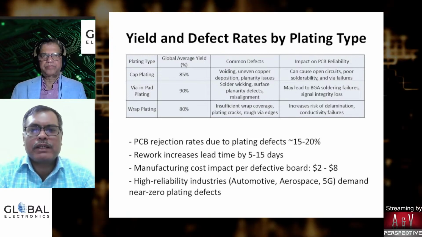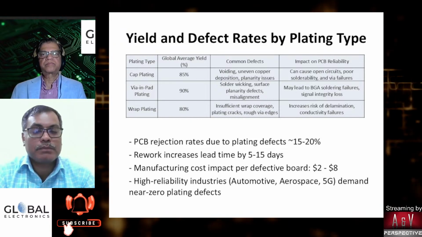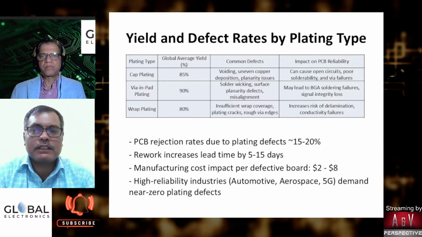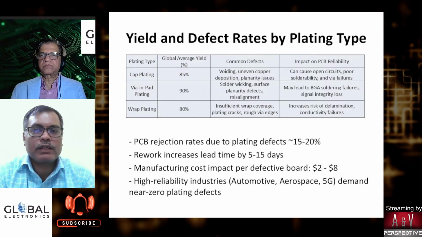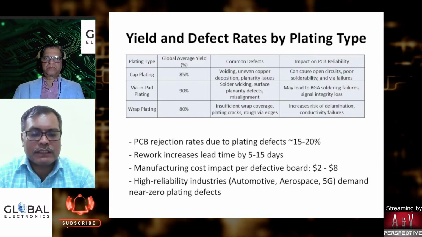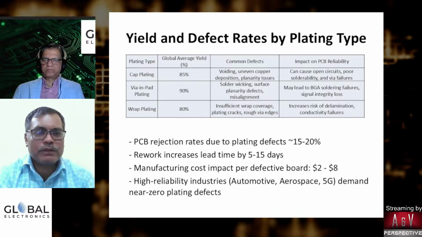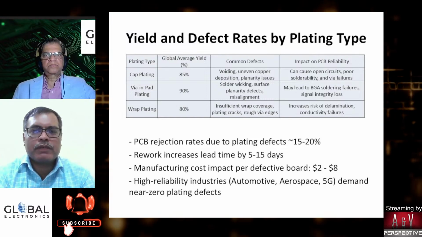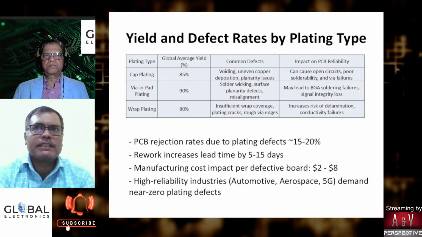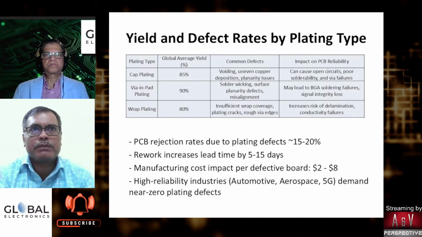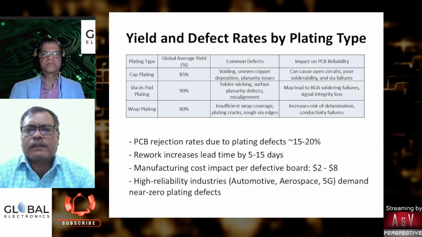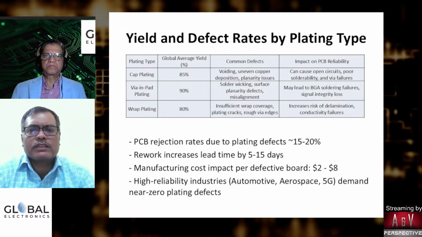Similarly, in via in pad plating, there is solder wicking. Since it has extra copper deposition on the pad, the solder will wick, so it will take extra solder paste. If you see the solder paste selection, we cannot select it for a single pad; it has to be distributed all over the board. Wherever via in pad plating is there, we face issues due to the variation in solder paste. Extra solder paste may be required, and we may have to make some trade-offs while selecting the amount of solder paste. Usually it will lead to BGA soldering failures.